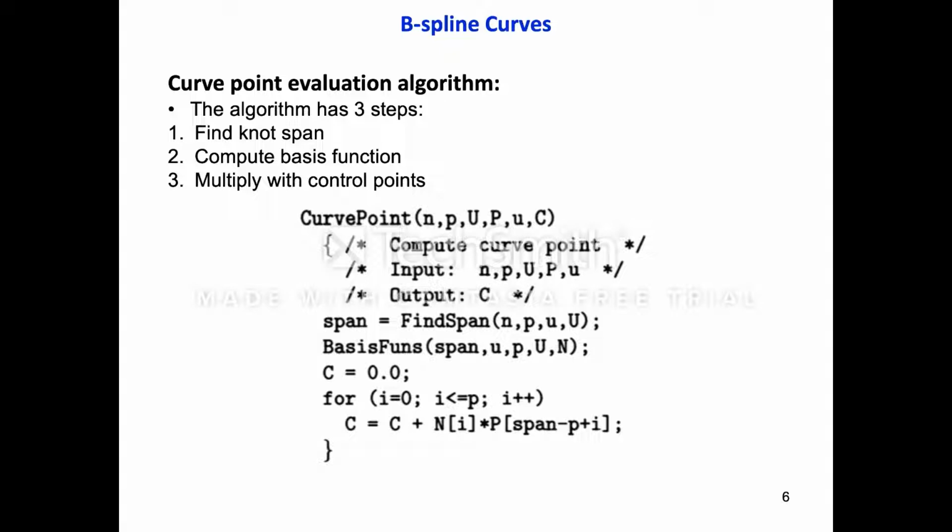Now let's look at the curve point evaluation algorithm. This algorithm basically has 3 steps: find the knot span, compute the basis functions, and multiply with the control points. If you look at the pseudocode, we first find the span, we compute the basis functions, we initialize a variable c with 0, and then we multiply the basis function and the control points and add it to the variable c, and we keep on doing this till the loop runs out.